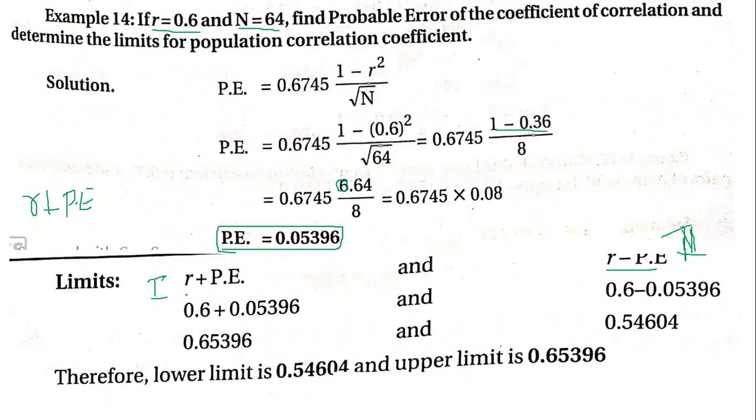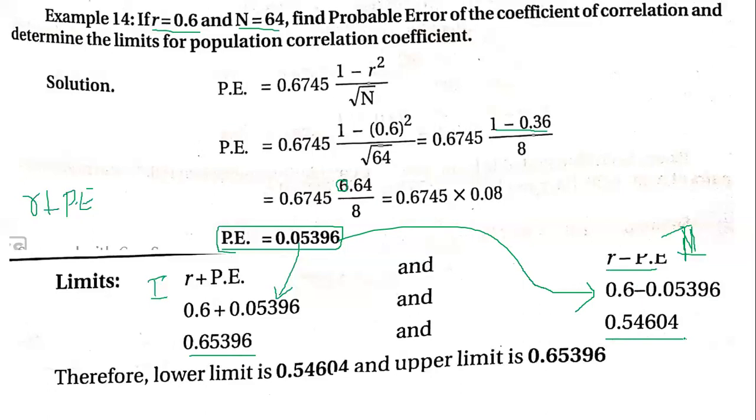The r value we already know is 0.6, plus the probable error we calculated, 0.05396. So my first limit is 0.65396. Now going on to the other extreme limit, r minus PE. r is 0.6, and the same probable error value, 0.05396, you subtract. Once you subtract this, you get the other extreme limit, 0.54604. Okay, so I have got two limits here.